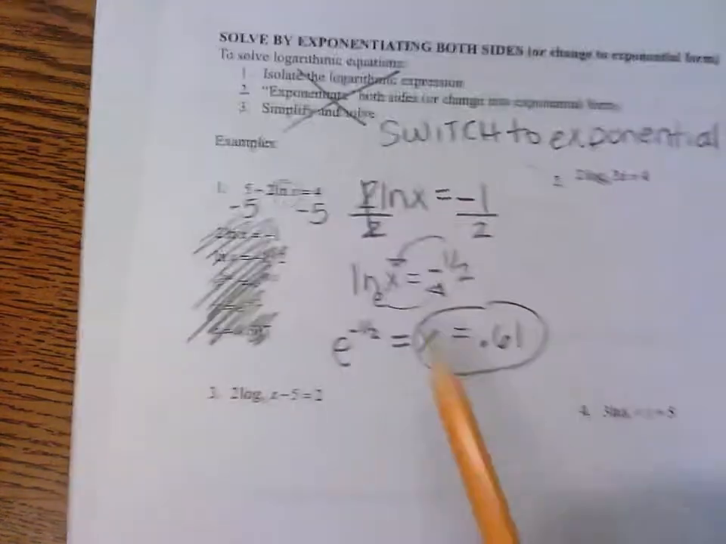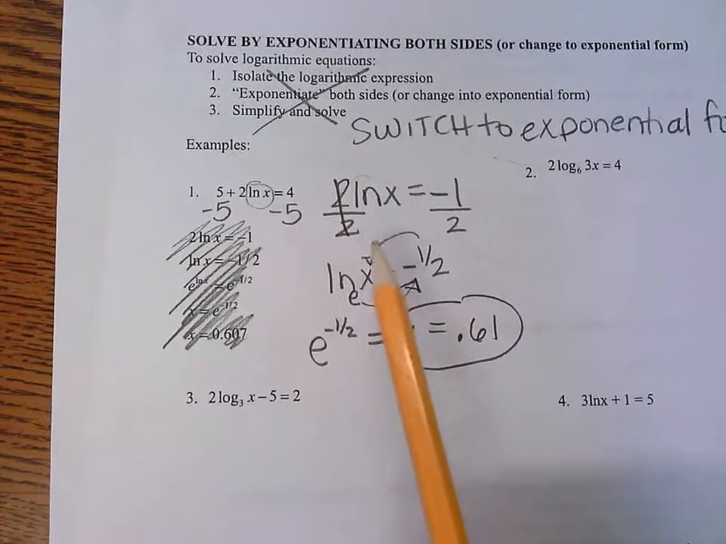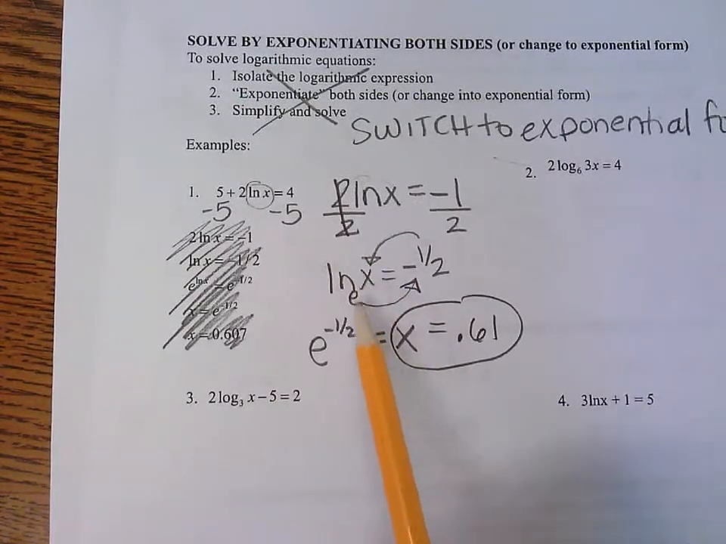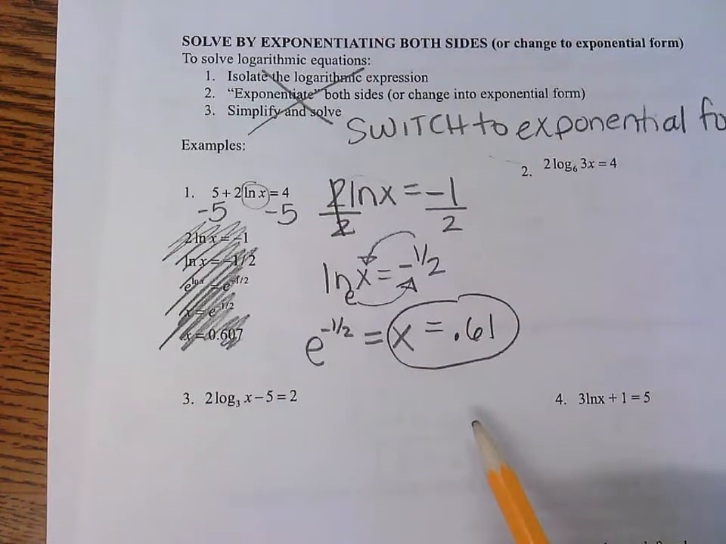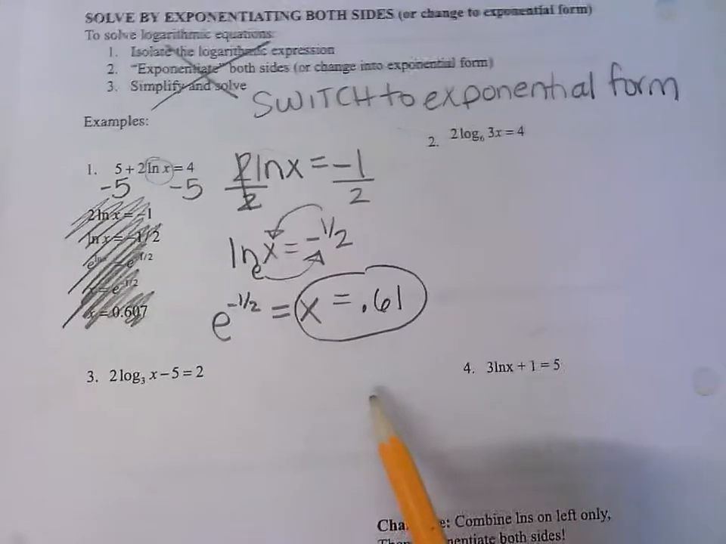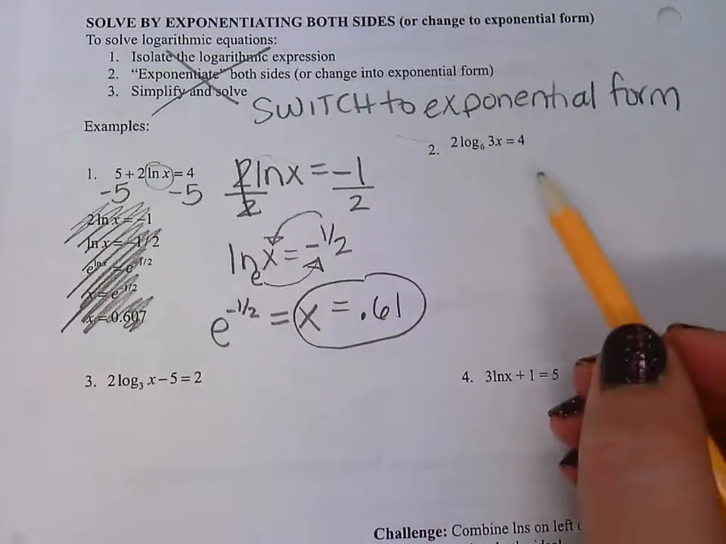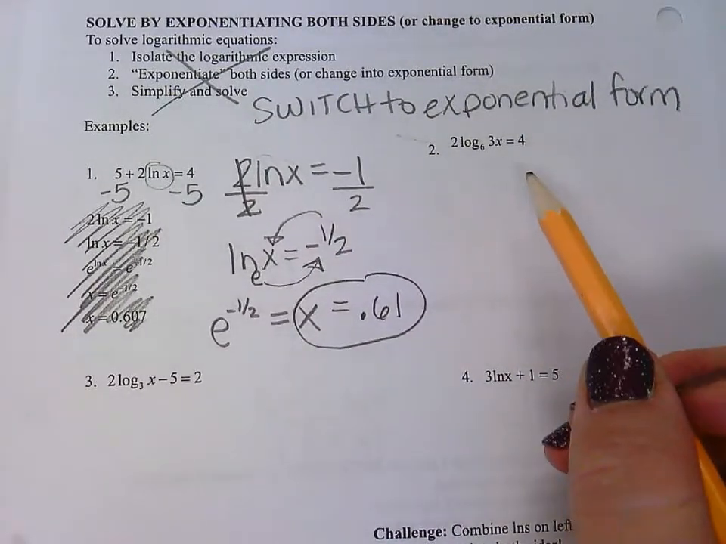So I didn't have to take the log of both sides or anything crazy. Get the log by itself and switch to exponential form. I actually think the back page is easier than the front page. Solving logs is actually easier than solving exponentials, I think. So let's do another one together, and then I'm going to have you try some.